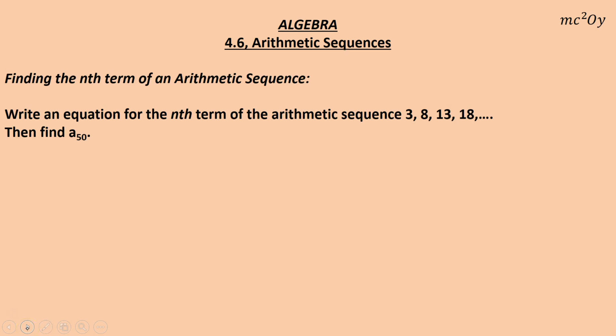Finding the nth term in an arithmetic sequence. And there's why we kind of built up to this here. Write an equation for the nth term of the arithmetic sequence. Well, in order to write an equation, first we know an arithmetic sequence is linear. And in order to write a linear equation, you have two options. You could use y equals mx plus b, or you can use point slope form, which is y minus y1 equals m times x minus x1.